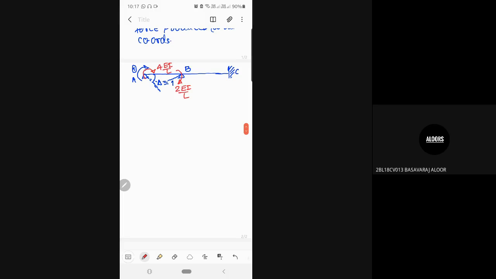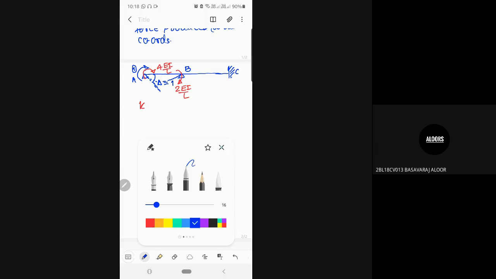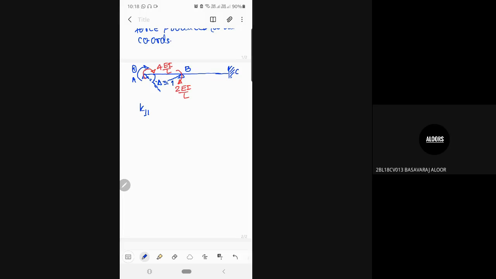So if you are applying 4 EI by L, at the next end it will be 2 EI by L. And now you can calculate the stiffness. Now what is K? The first column is K11. The first element is K11. What is K11? It is the force at 1 due to unit displacement at 1. The first digit is where you are calculating the value, and the second is where the unit displacement is. So unit displacement is at 1, right? And you are calculating the force at 1.